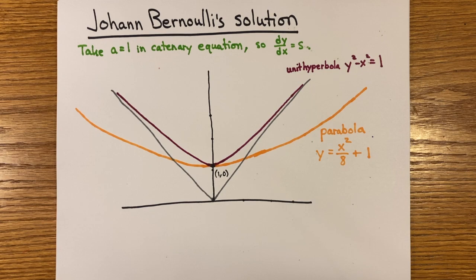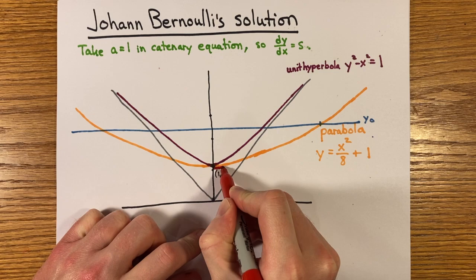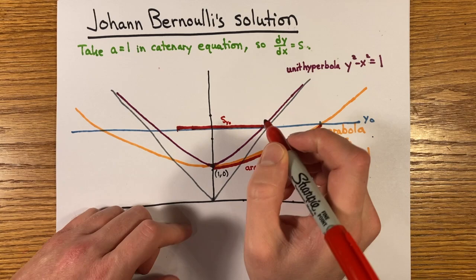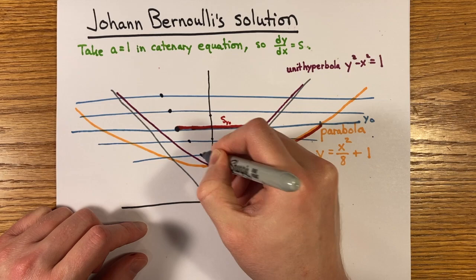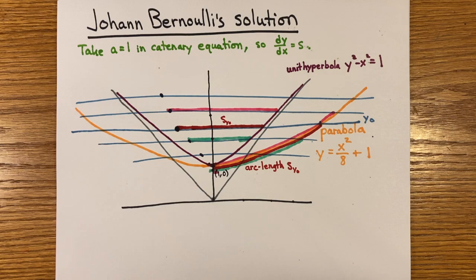For any fixed height, if you take the arc length of the parabola from the vertex up to that height, then if that same length is extended horizontally along the line at height y from the right side of the hyperbola, then the left endpoints of that segment at each height lie on the catenary with a equals 1. How about that? You're not wrong to wonder, how did he come up with this?